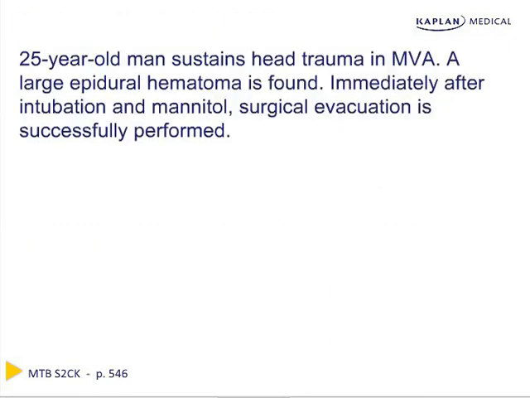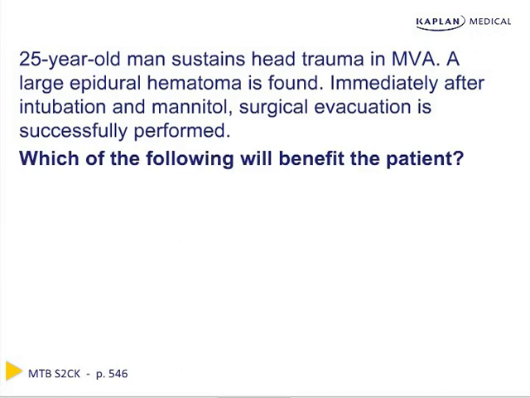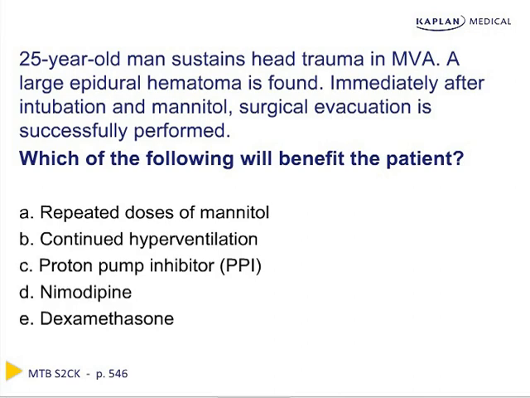A 25-year-old man sustains head trauma in a motor vehicle accident. A large epidural hematoma is found. Immediately after intubation and mannitol, surgical evacuation is performed. Which of the following will benefit the patient the most at this time? Is it A, repeated doses of mannitol? Is it B, continued hyperventilation? Is it C, a proton pump inhibitor? Is it D, nimodipine? Or lastly, E, to give dexamethasone?